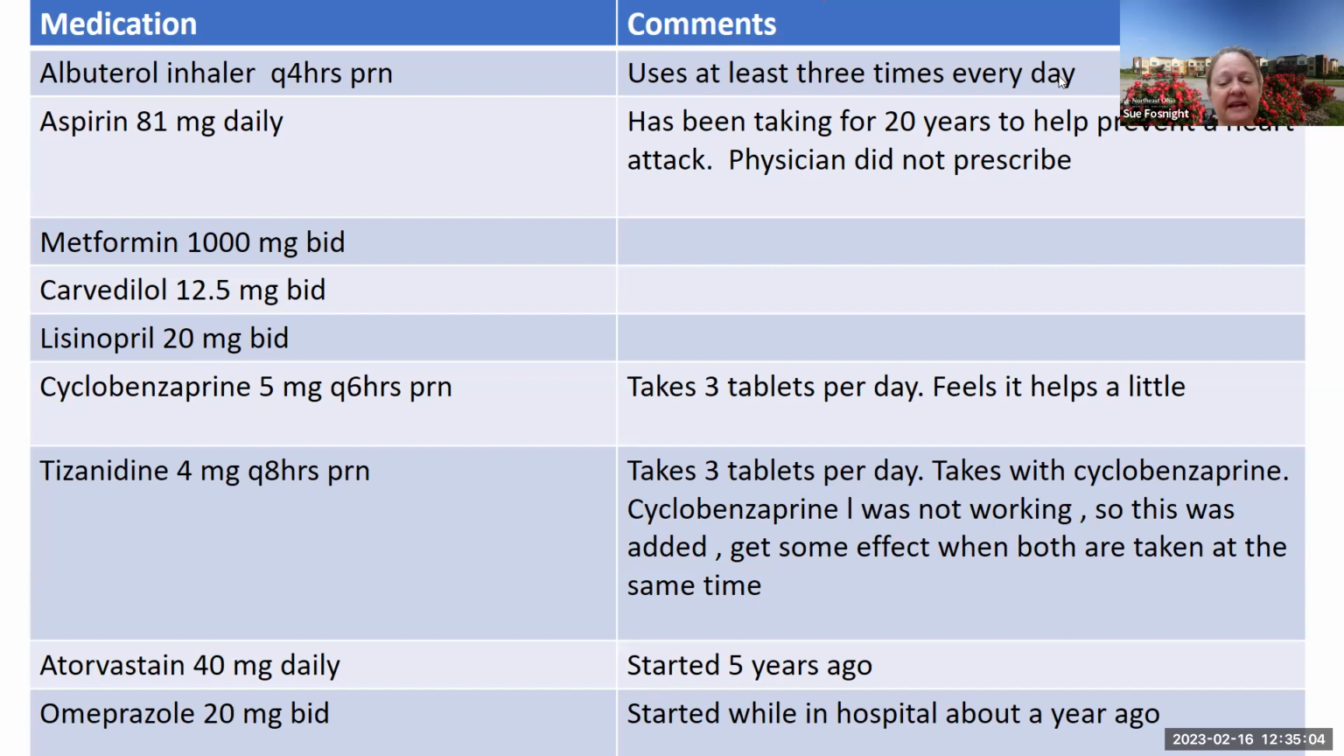She had been taking the cyclobenzaprine, and it wasn't helping enough. She went to the doctor, and her perception was that he added the tizanidine. So he basically decided that, along with the cyclobenzaprine, she would take the tizanidine. And she does get some effect when both are taken at the same time. Now, we called the physician's office, and the intention was for her to stop the cyclobenzaprine.